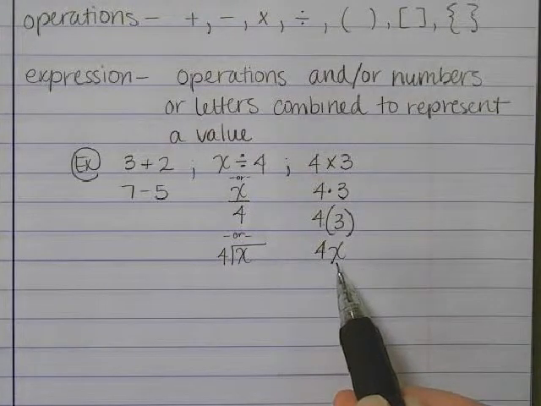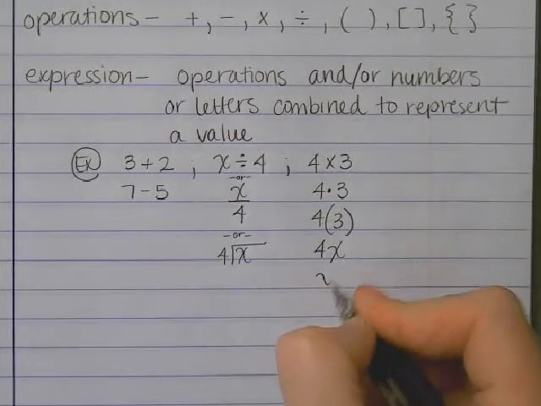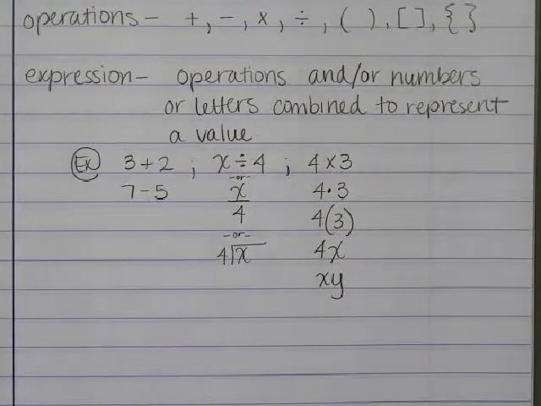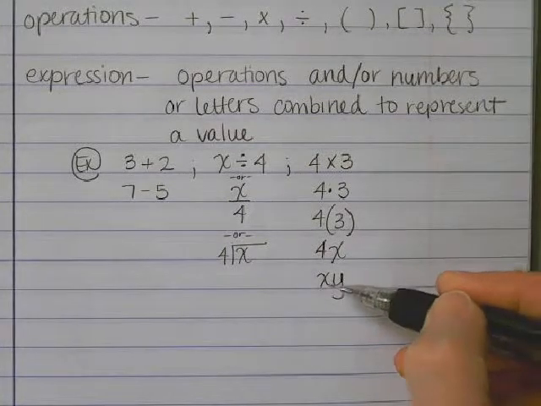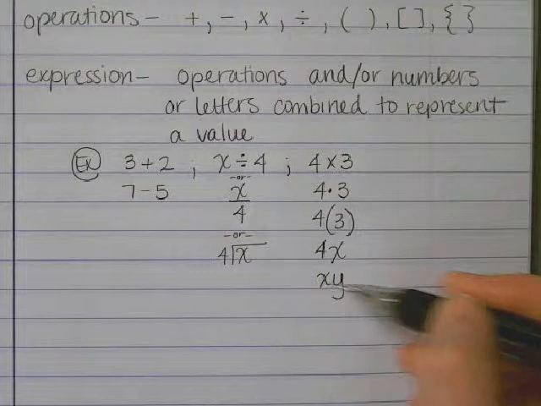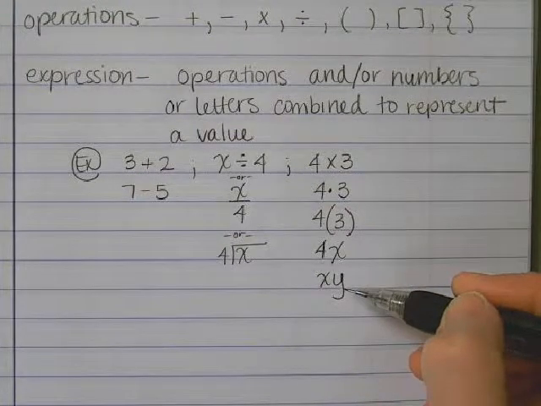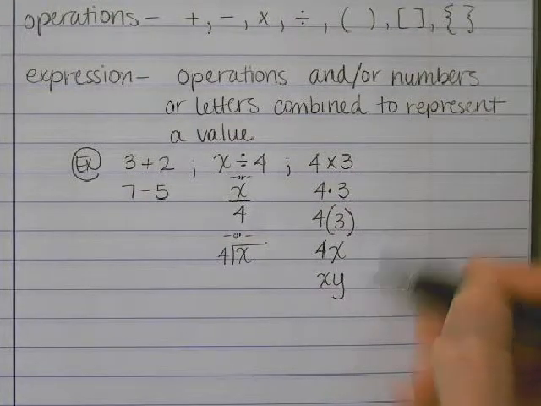And same thing if you had 2 letters being multiplied. If you see 2 letters right next to each other, this actually means x times y. So all of these are forms of using multiplication.